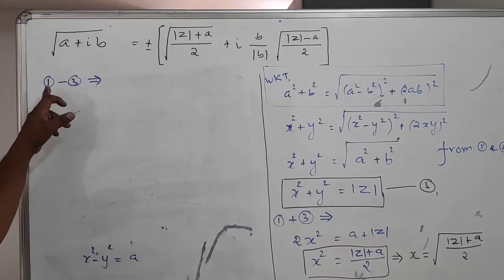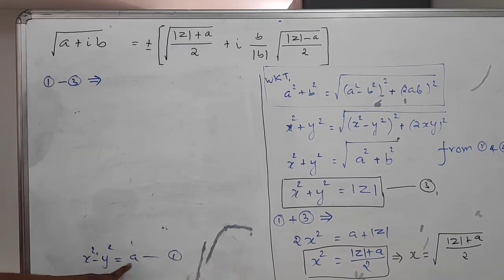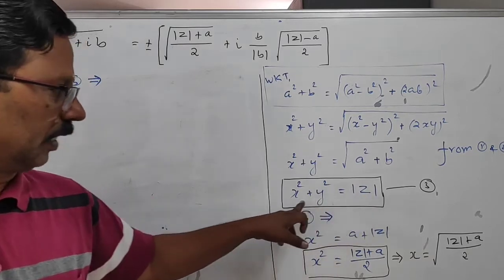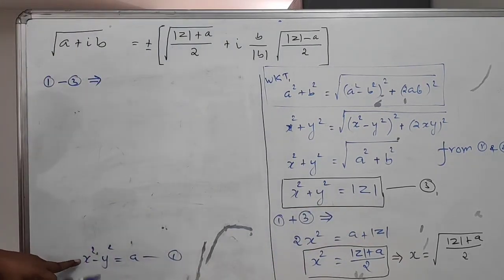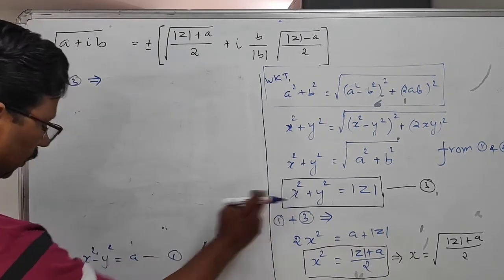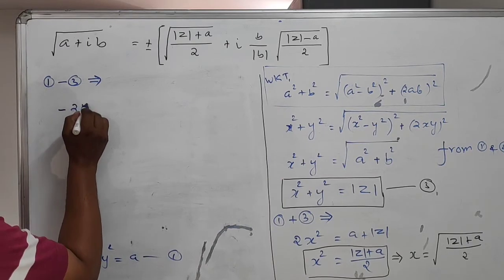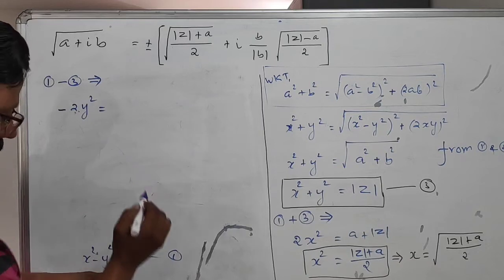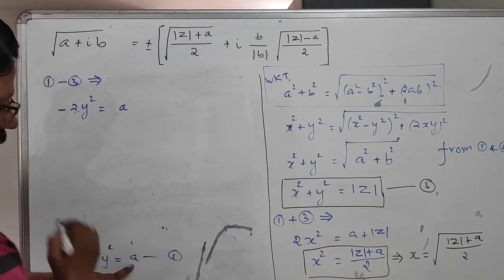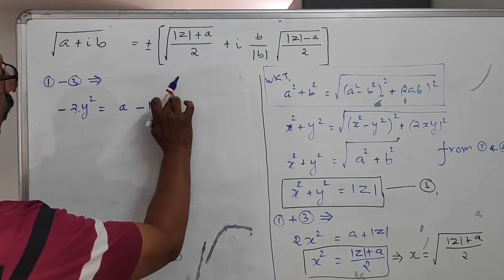Now subtract 3 from 1. This is equation number 1: x square minus y square equal to a. This is equation number 3: x square plus y square equal to modulus z. Taking 1 minus 3, x square minus x square gets cancelled. Minus y square minus y square gives minus 2y square, which is equal to a minus modulus z.